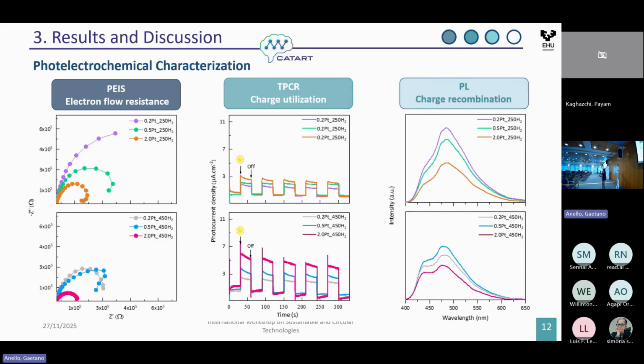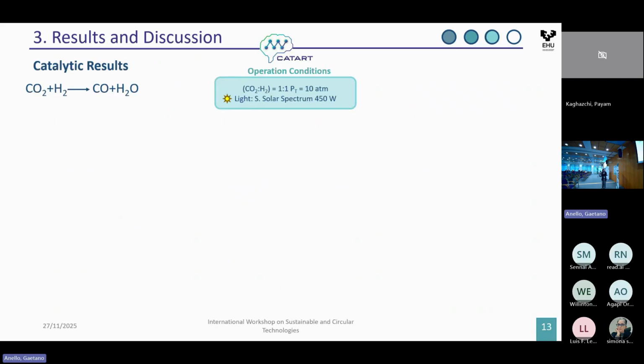Finally, to measure the charge recombination intensity, we know that with the photoluminescence technique, a higher intensity will mean a higher charge recombination, and in this case, our material that was also treated at 450 was behaving best. So once we have all this electrochemical characterization, we need to know if this is also matching with our catalytic results.